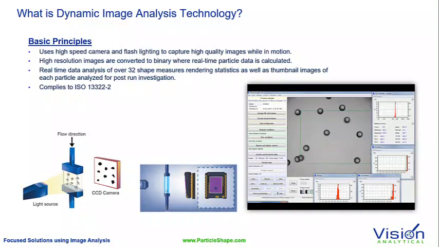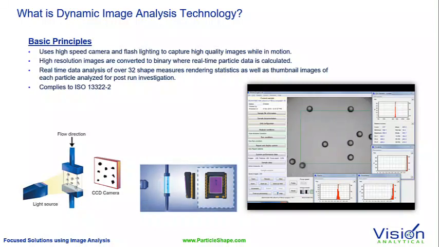Dynamic image analysis is a measurement technique that uses a high-speed camera. As the particles go through a flow cell, we capture very high-quality images. These high-quality images are then converted into a binary image, and then we do a lot of different data calculations. Right now, a little bit over 32 or 33 shape measures we calculate for every particle. And we, of course, save thumbnail images for objective evidence. And it does comply with the ISO 13322.